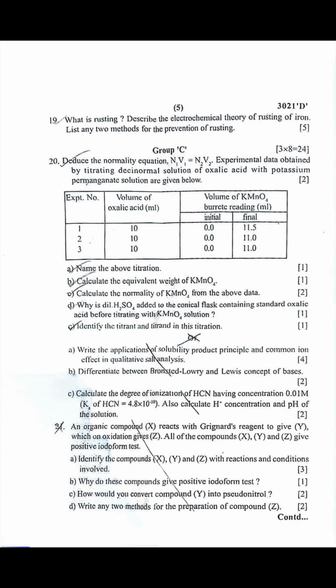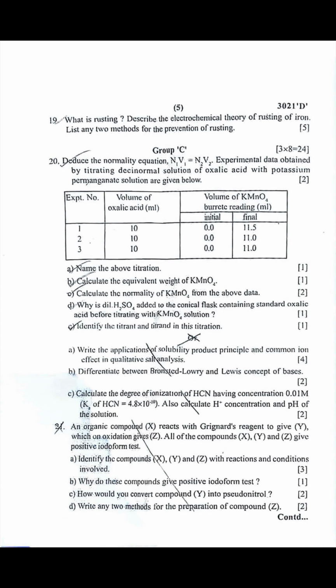Or, A. Write the application of solubility product principle and common ion effect in qualitative salt analysis. B. Differentiate between Bronsted-Lowry and Lewis concept of bases. C. Calculate the degree of ionization of HCN having concentration of 0.01 M. Ka of HCN is equal to 4.8 × 10^-8. Also calculate H+ concentration and pH of the solution.